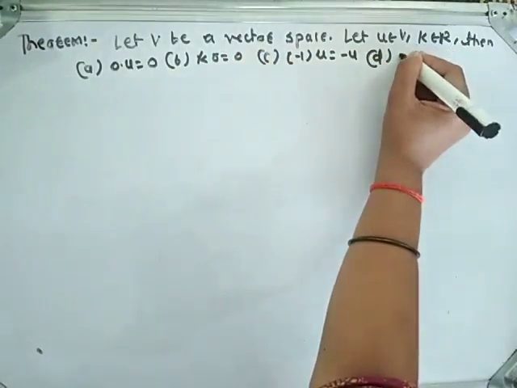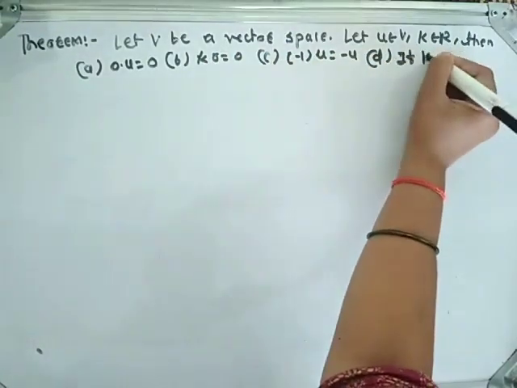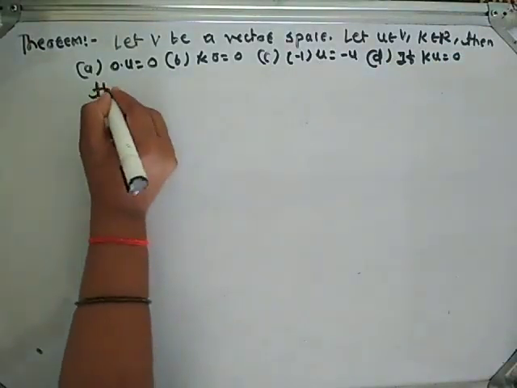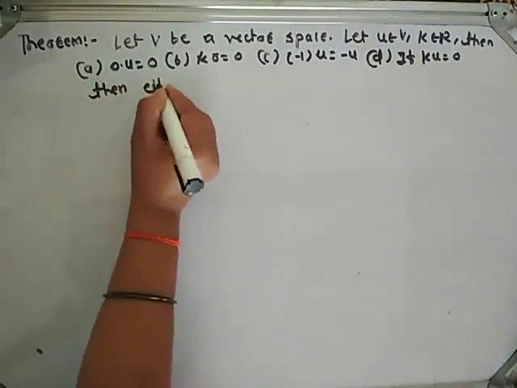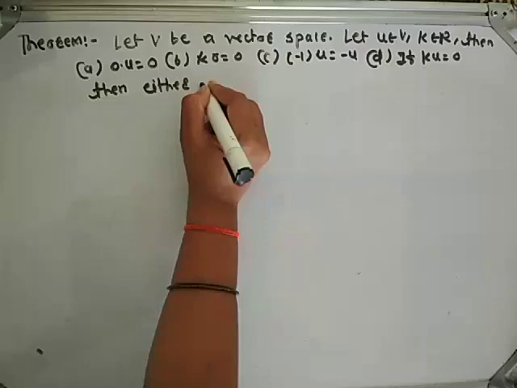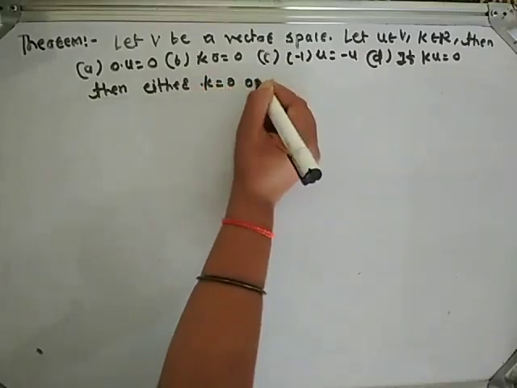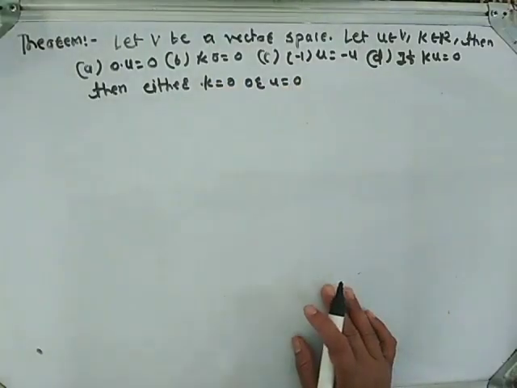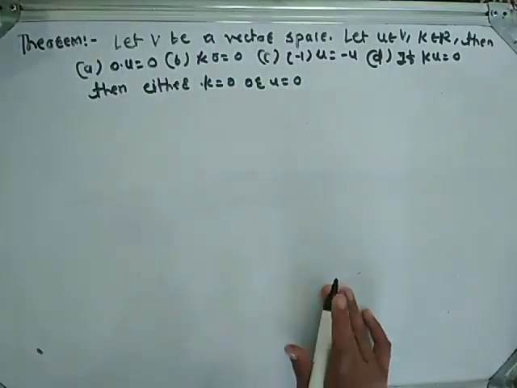And d, if k times u is equal to 0, then either k is equal to 0 or u is equal to 0. The proof of this theorem is very simple. This is homework for you.